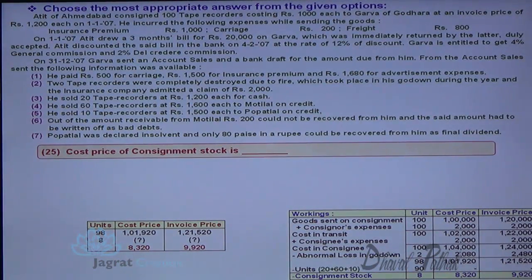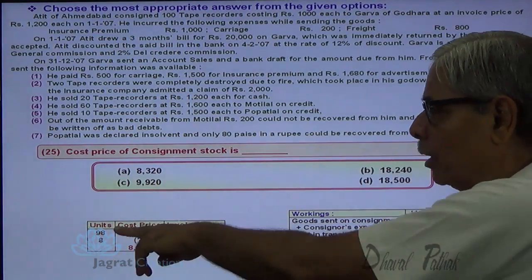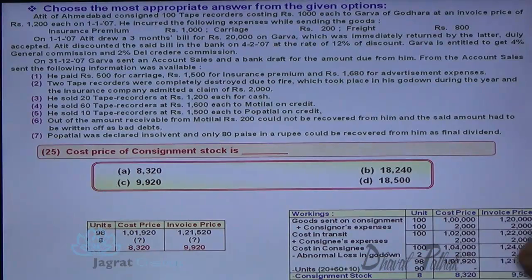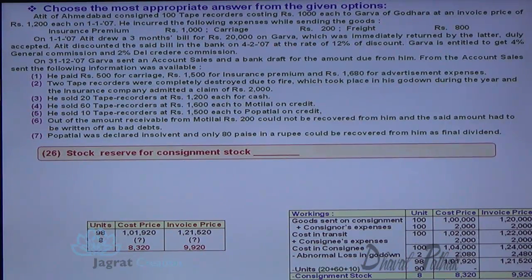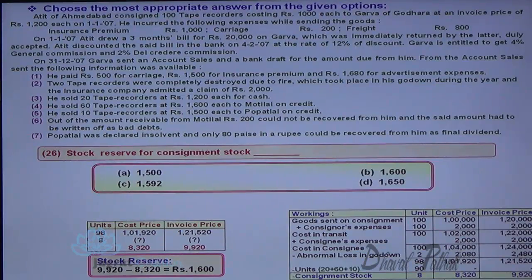Next, cost price of the consignment stock. I already worked out the cost price of the 8 unit stock. The cost price of the 98 units stock is 1,01,920. How much for 8? Based on this calculation, the cost price of the consignment stock is 8,320. So option A is the correct answer. Stock reserve: the cost price and invoice price difference is identified as stock reserve. So 9,920 minus 8,320, 1,600 is the stock reserve. Option B is the correct answer.